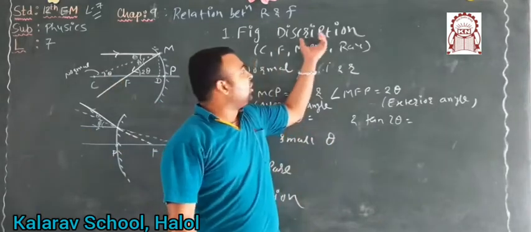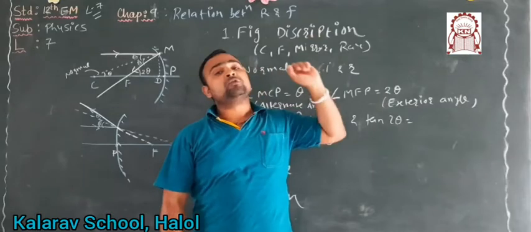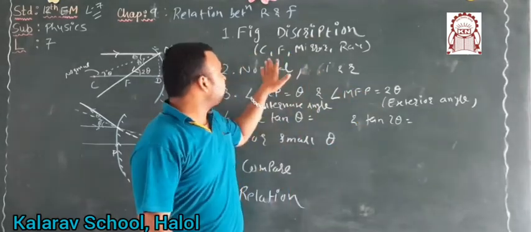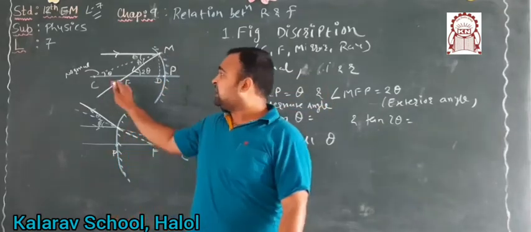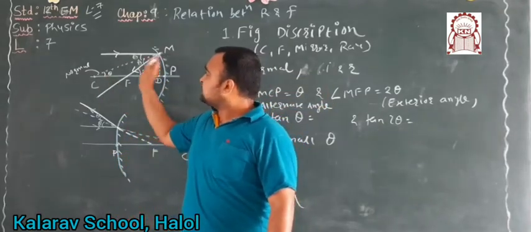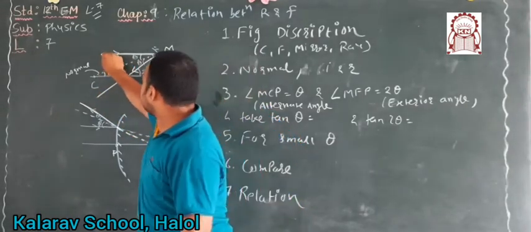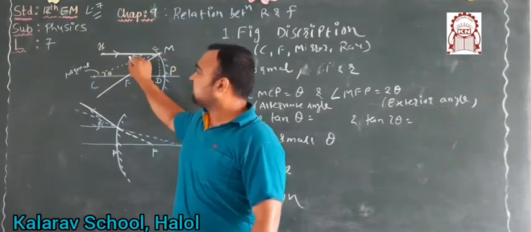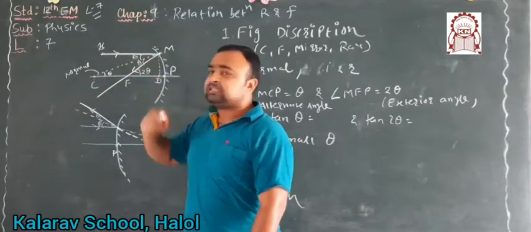So you have to give a description of the mirror first of all, in your own language. Next, you have to define the normal and the angles. From the figure, the normal will be CM. If we give this point as X, then XMC is considered as the incident angle, and CMF is considered as the angle of reflection.